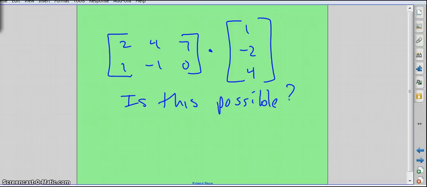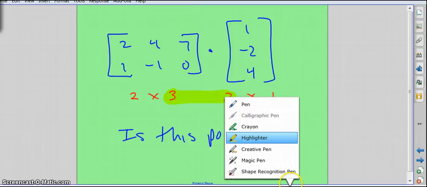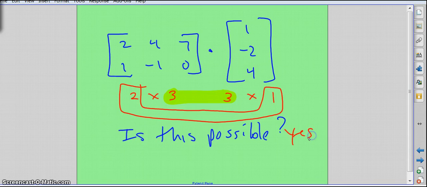This matrix here, let me move this down, I'm going to need some space, is a 2 rows by 3 columns matrix. This matrix here is a 3 rows by 1 column matrix, and lo and behold, the number of columns and the number of rows are the same. These are two matrices that we can multiply together. And as a matter of fact, the resulting matrix will have the dimensions 2 by 1. The product will be a 2 by 1 product.